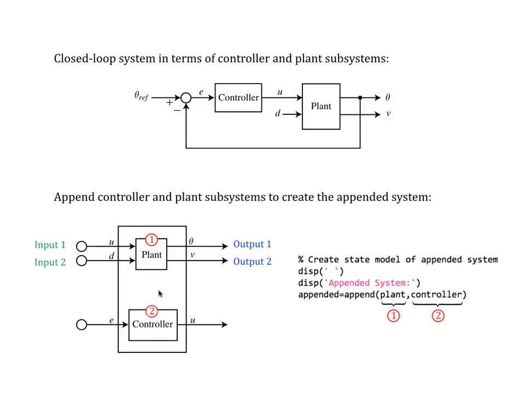And so in my block diagram of my appended system, the corresponding order is the plant is number 1, the controller is number 2, and note that that implies that the appended system will have 3 inputs. In order, they will be u followed by d followed by e, and 3 outputs. In order, they will be theta followed by v followed by u. So that's all there is to it in terms of creating this appended system. In the next step, we want to implement connections that create the closed loop system from the appended system.